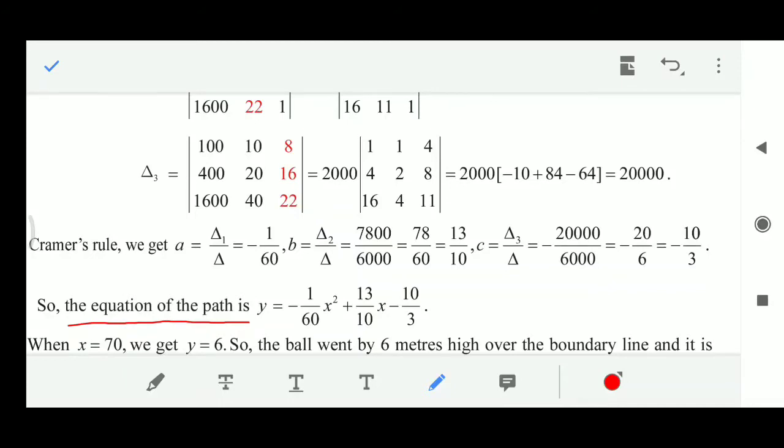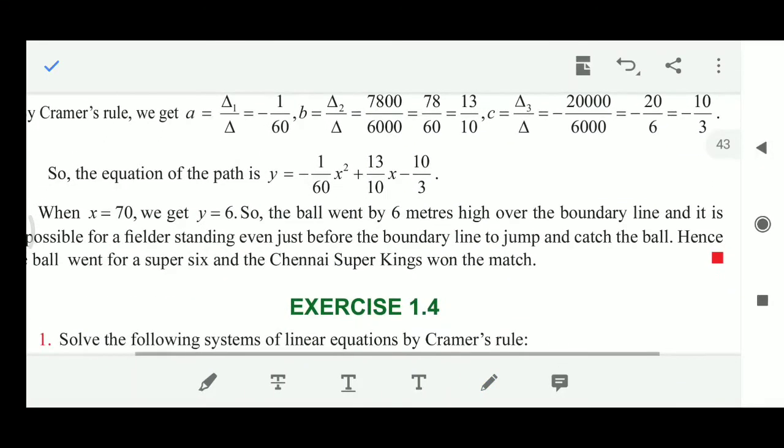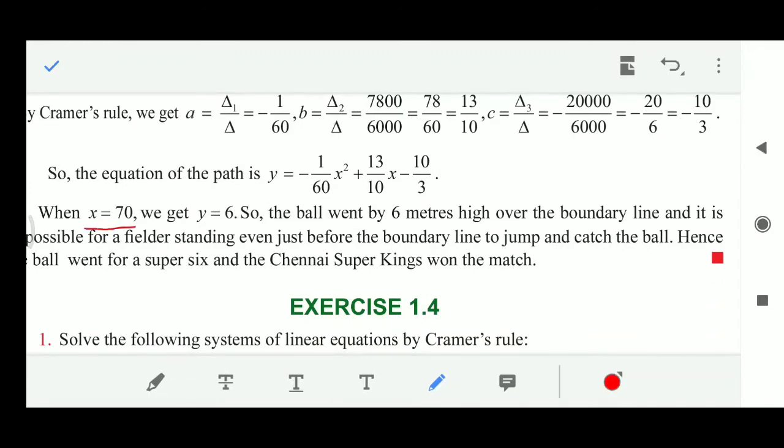Now we get the equation of the path as y is equal to minus 1 by 60 x square plus 13 by 10 x minus 10 by 3. So to get the value of y, we have to substitute the value of x as 70. If you substitute x as 70, you will get y is equal to 6.